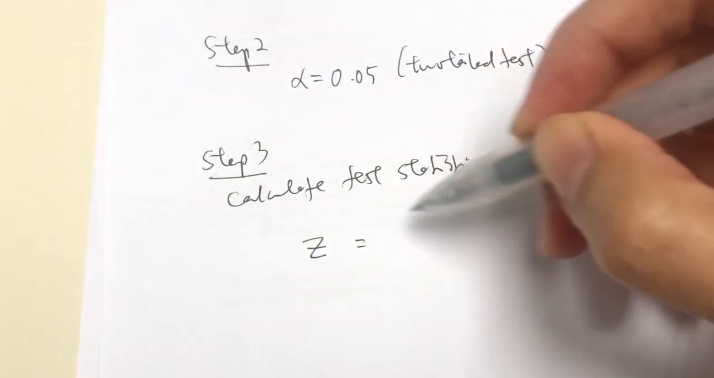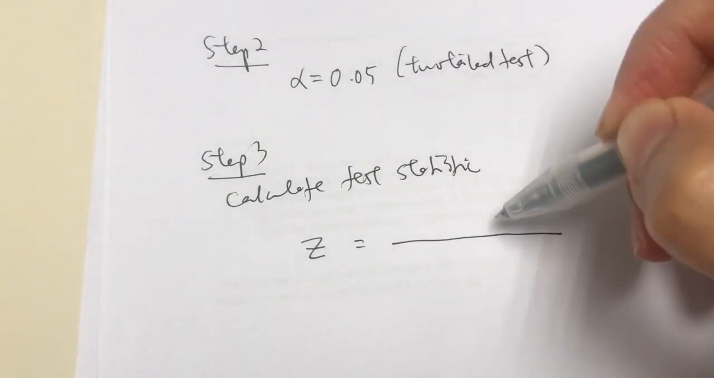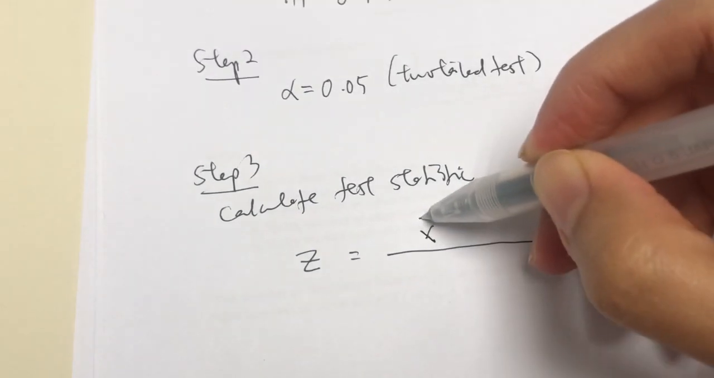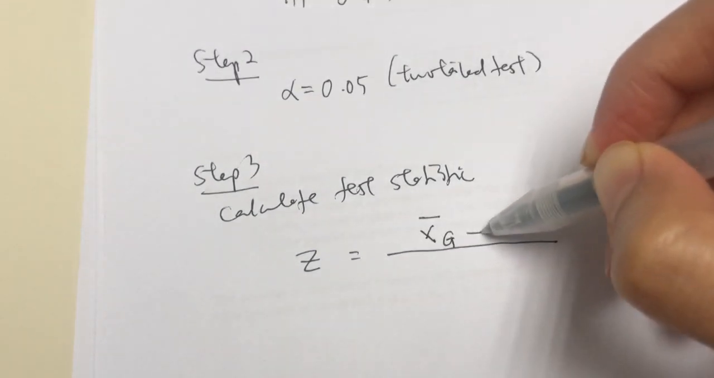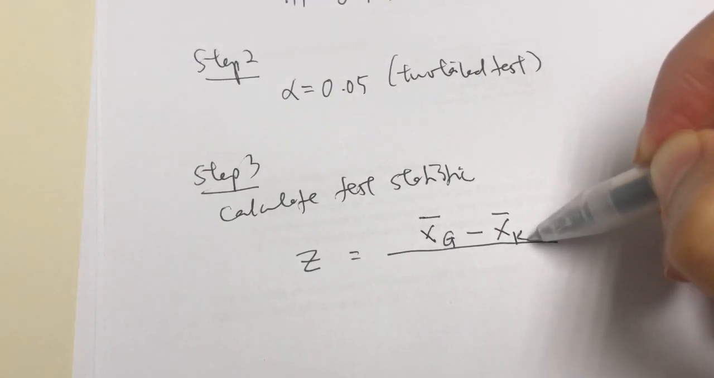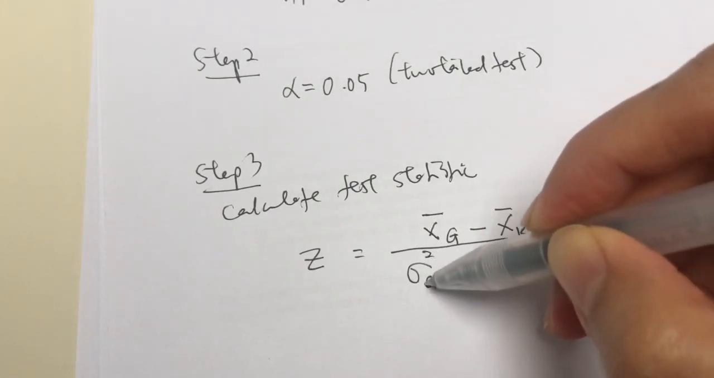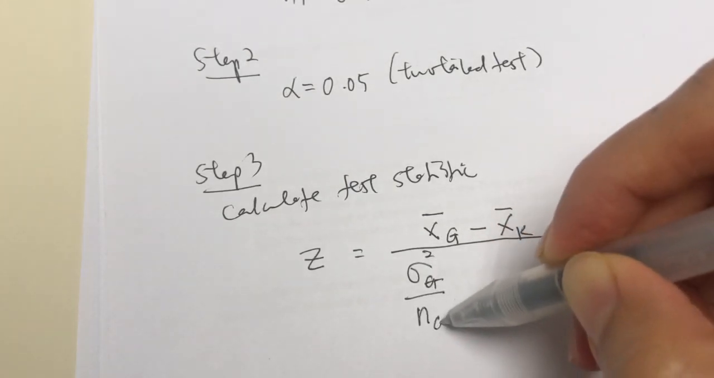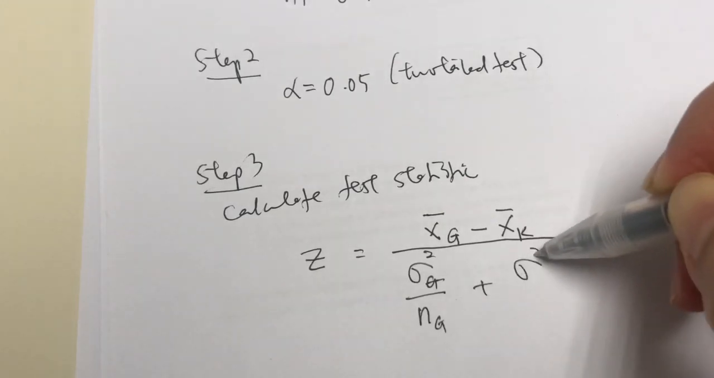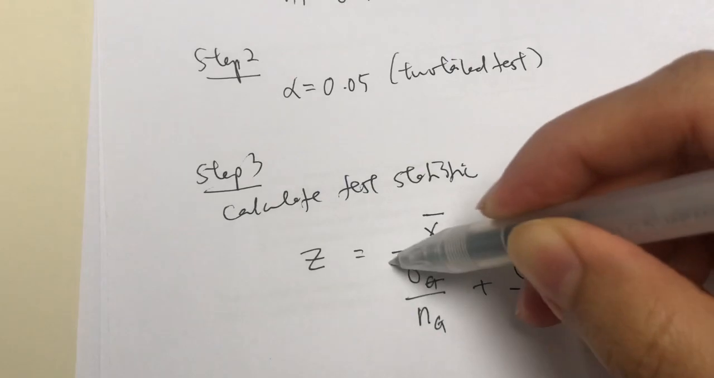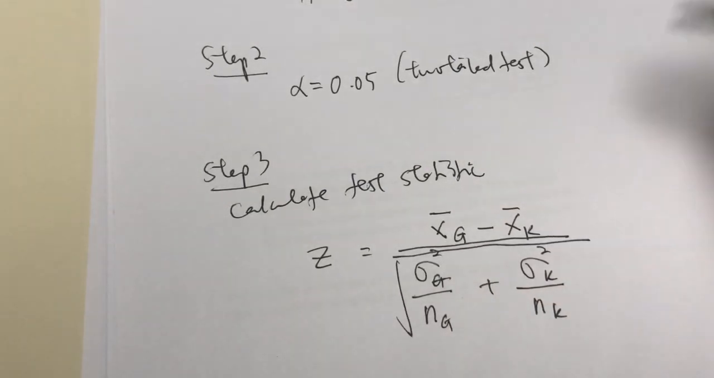So remember the formula just now? At the numerator up here, we find the difference between the sample mean for Gombak minus the sample mean for Kuantan, over the variance for Gombak over the sample size of Gombak plus variance for Kuantan over the sample size for Kuantan. And because it's standard error, we have to square root it.